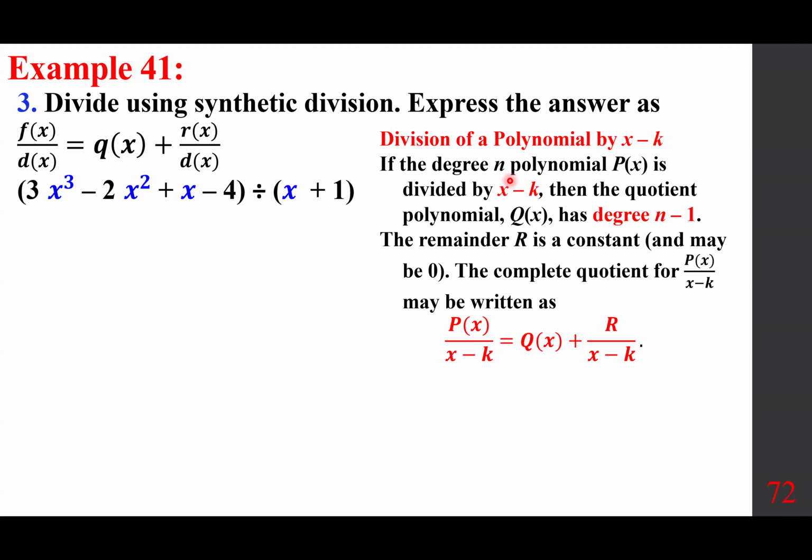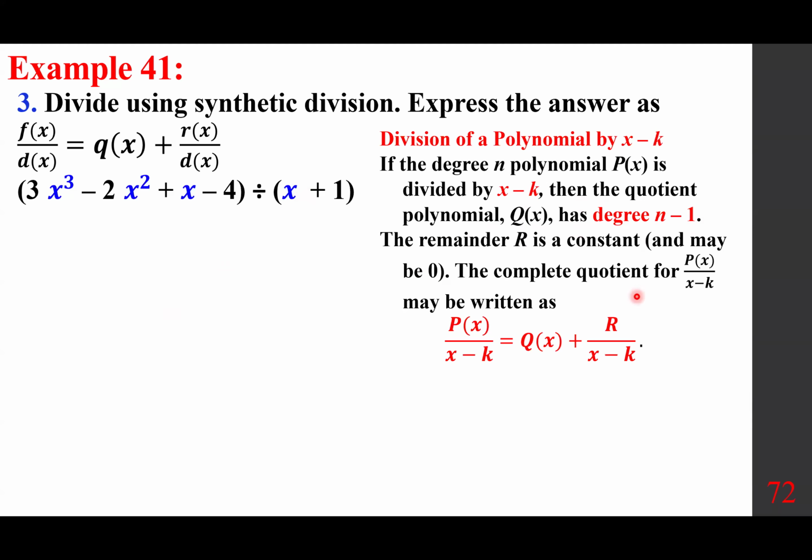If the degree n polynomial p of x is divided by x minus k, then the quotient polynomial q of x has degree n minus 1. In other words, whatever the degree is here, because this has degree 1, this goes down by 1, obviously. If it's 10, the quotient should have a degree 9. That's the idea. The remainder r is a constant. Because this is degree 1, the remainder must be a constant. That means degree 0 and may be 0.